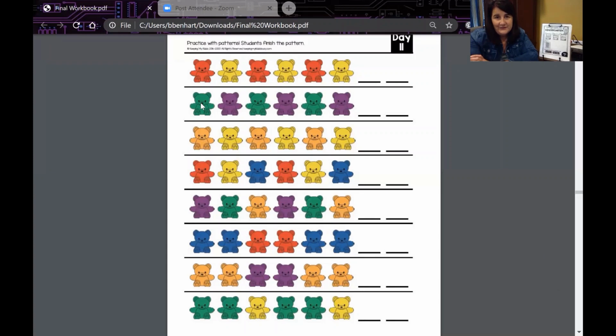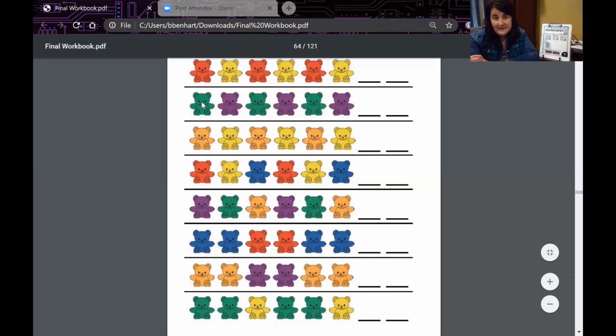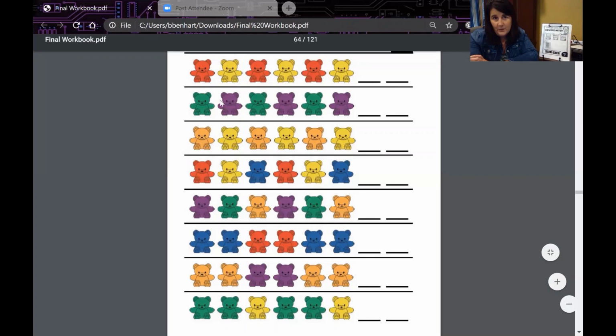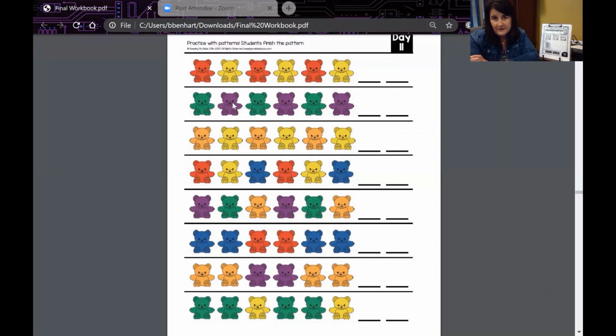We have 2 colors in this row, green and purple. So let's say this row together. Green, purple, green, purple, green, purple. If you said green and purple, you're correct, because in this row, every time we have a green bear, one purple follows. Green, purple, green, purple, green, purple. Let's try the next row.